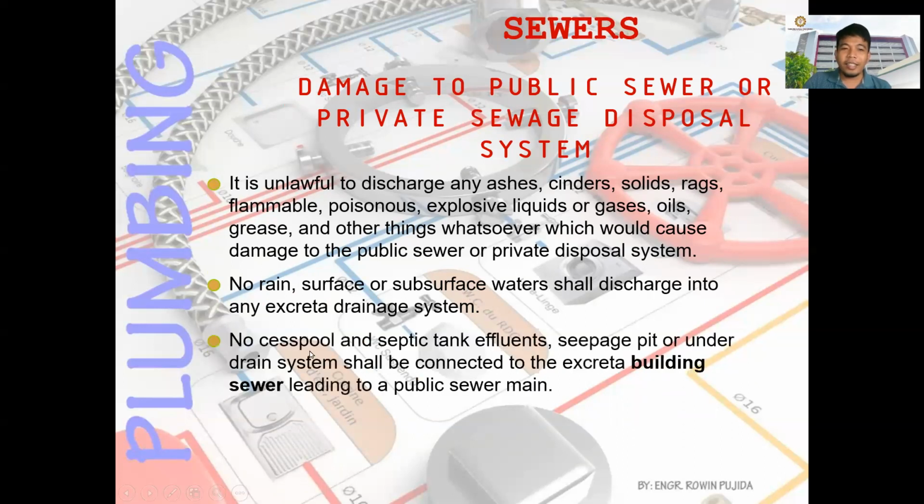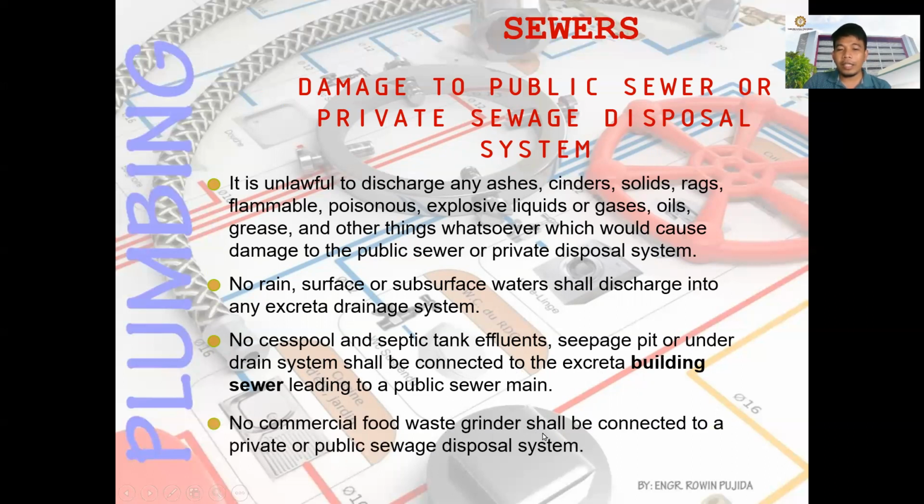Okay. And then no cesspool and septic tank effluent, seepage pit, or underdrain system shall be connected to the excreta building sewer leading to the public sewer main. And no commercial food waste grinder shall be connected to a public or private sewage disposal system. So for the food waste grinder, you can have a grease trap, and next to your grease trap you have the catch basin going to a cesspool or a seepage pit. Okay.